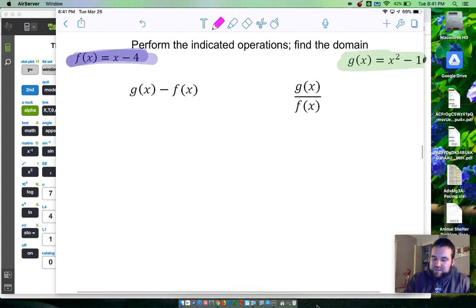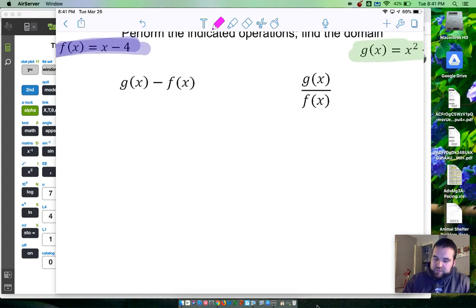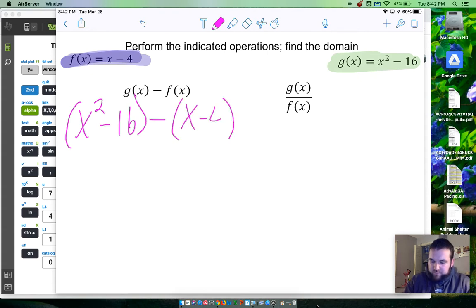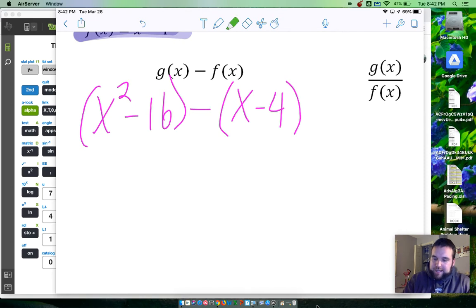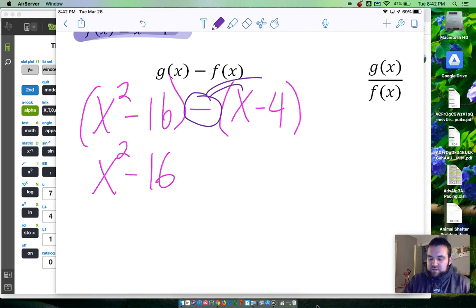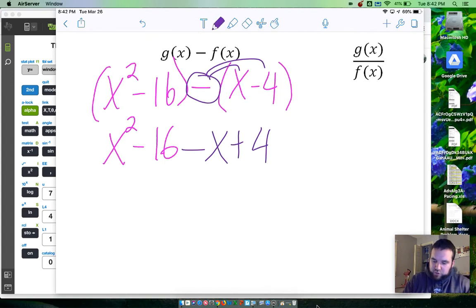The first thing I'm asked to do is subtract those functions. So what I'm going to do is take the g function, which is x squared minus 16, minus the f function, which is x minus 4. I technically don't need the parentheses around the first function because there's nothing out here to distribute. So I can just drop the parentheses off here. Even though there's not a number in this second set of parentheses, there is a negative sign, so I do have to distribute that. So if I do -1 times x, that's minus x, and -1 times -4 is positive 4.